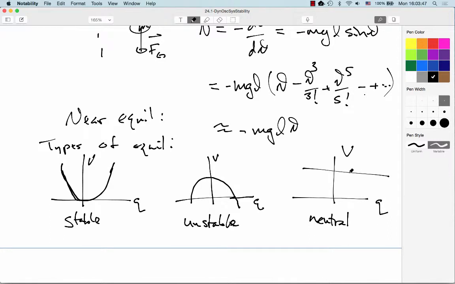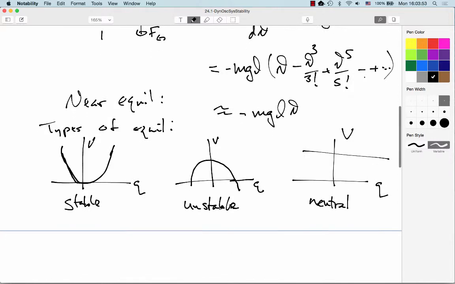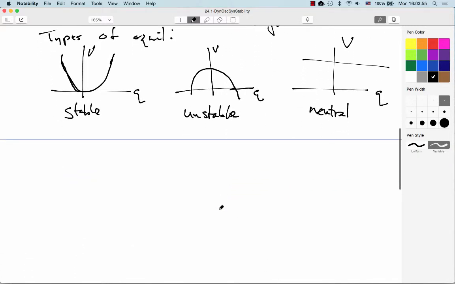If I nudge it away, it'll run away, but it'll run away at constant speed, versus here it'll run away accelerating. All right, so that handles most of our cases, but there's one more case we do need to look at.